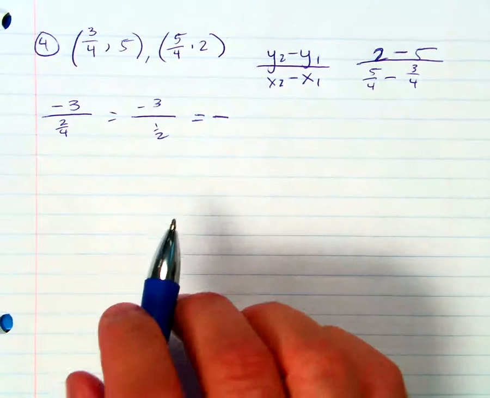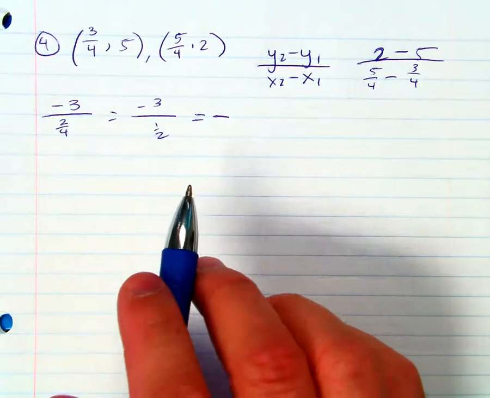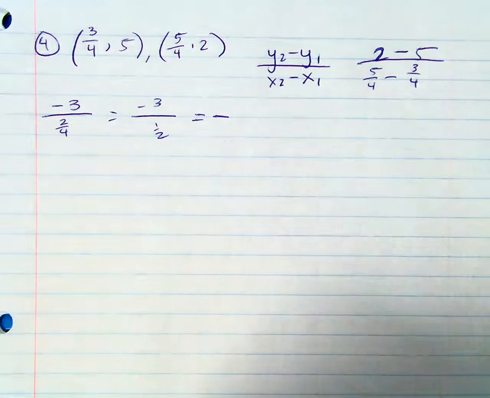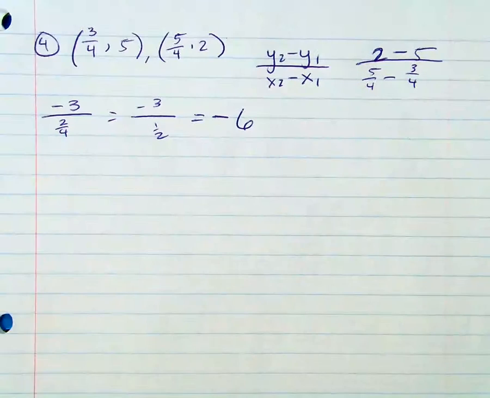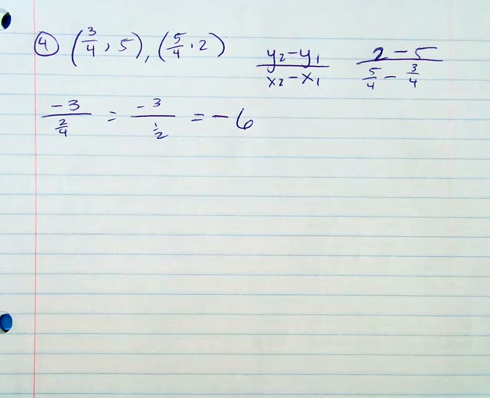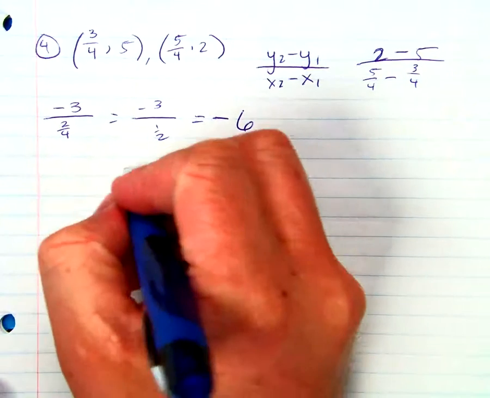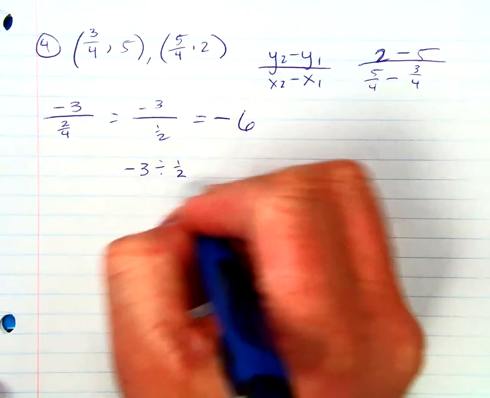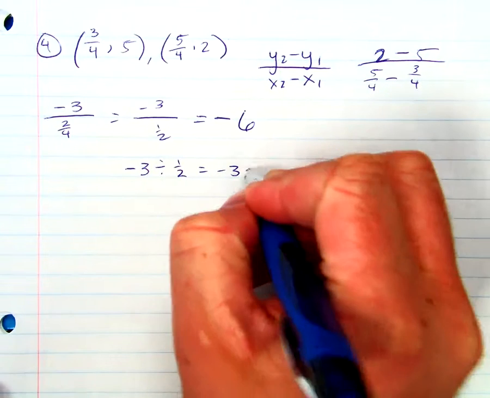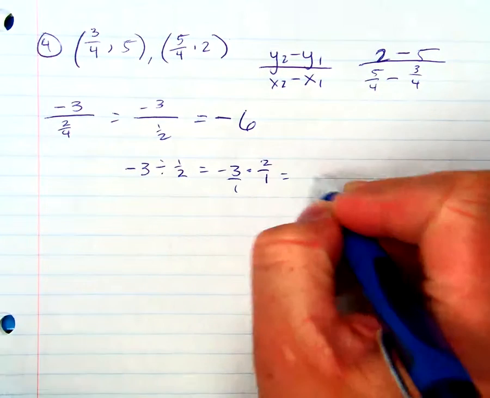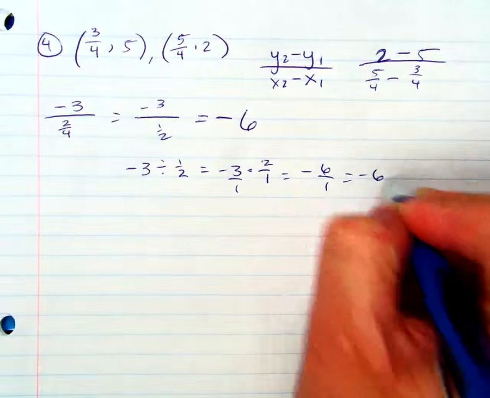Now, half's a pretty easy thing to work with. You could just count it off. Half, 1, 1.5, 2, 2.5, 3. That was 6. You could remember the way that fractions work. If you divide by a fraction, you're supposed to multiply by the reciprocal, which also gives you negative 6 over 1, which is negative 6.